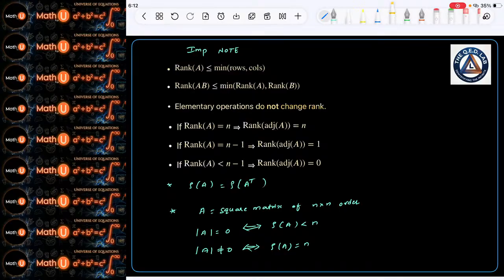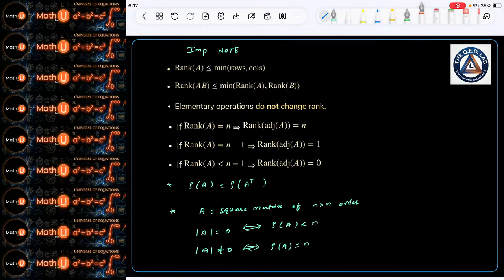This is also important. If the matrix is a square matrix, meaning n by n order, find the determinant. If determinant of A is equal to 0, rank of A is less than n. If determinant of A is not equal to 0, then rank of A is equal to n.